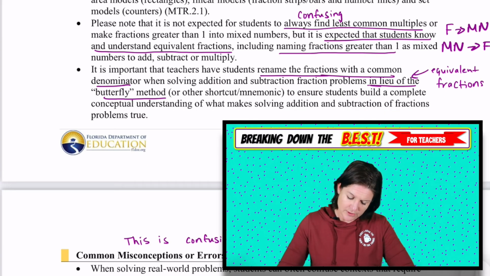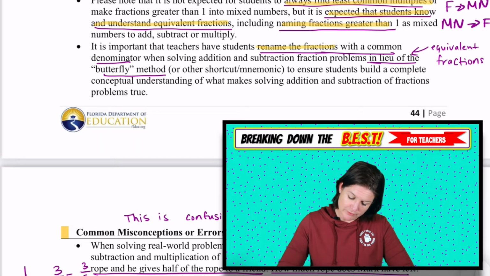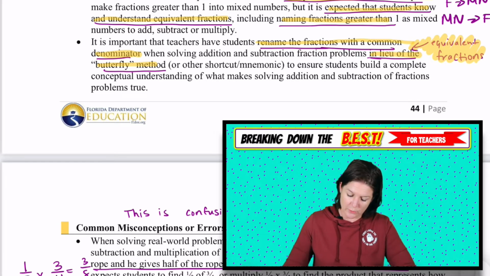This says, please note that it is not expected for students to always find a least common multiple, which to me sounds kind of confusing, but they are expected that students know and understand equivalent fractions and naming fractions greater than 1. Here, rename the fractions with a common denominator in lieu of the butterfly method. So generating those equivalent fractions, but we're not using any shortcut or mnemonic devices to do that with the B.E.S.T. standards.